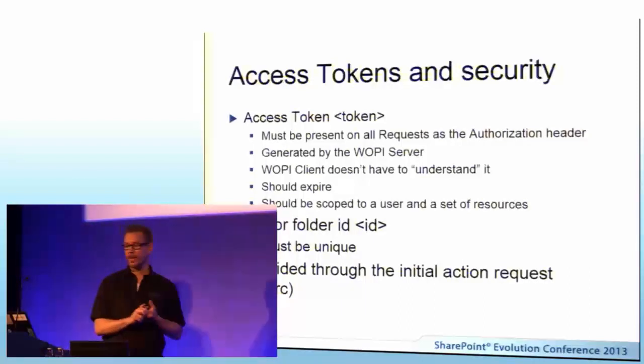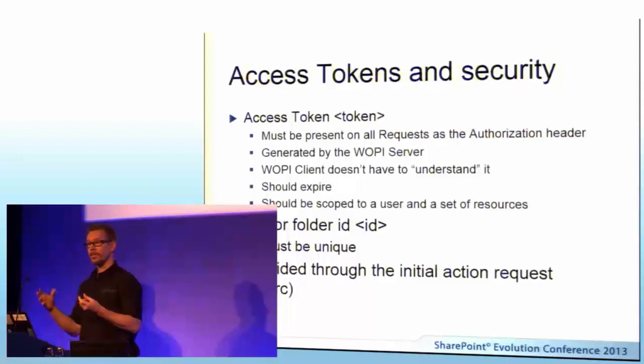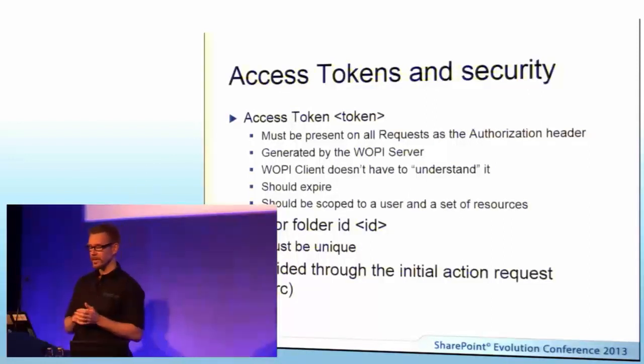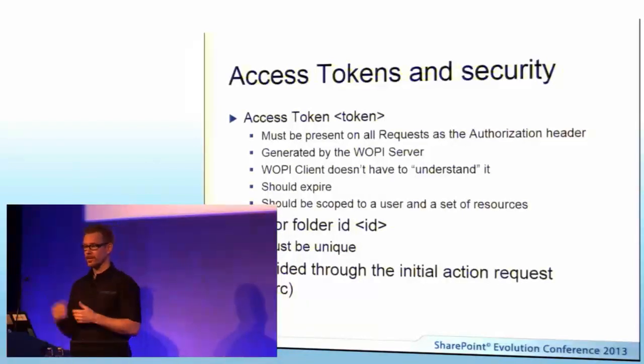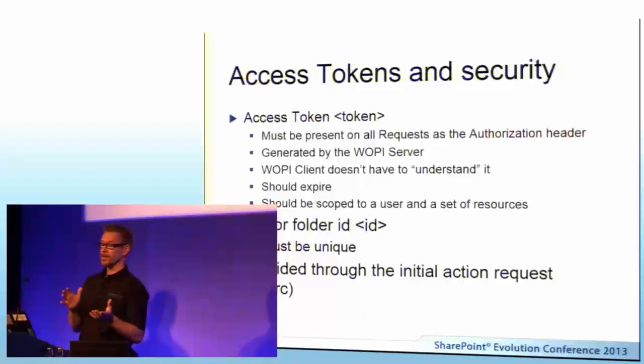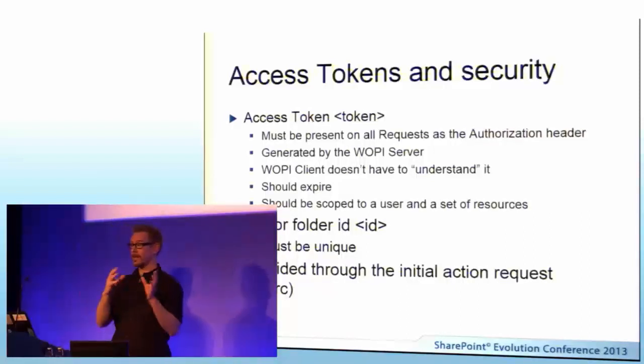Then we have the file or folder ID that must be unique, because you don't pass the full URL back to the WOPI server. The WOPI server sends the client, via the iframe, a unique ID for that file. So the WOPI server has to keep track of the file ID and whatever URL it's on. And both the token and the ID are passed to that URL source that we saw in the discovery XML.